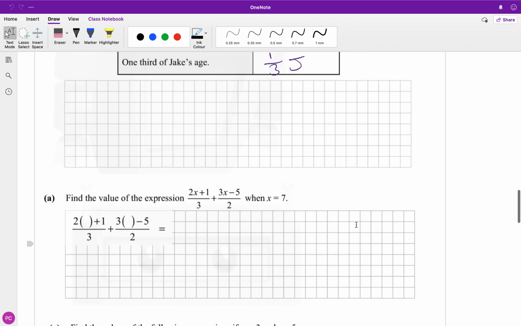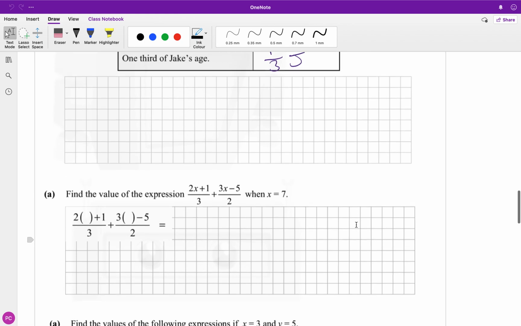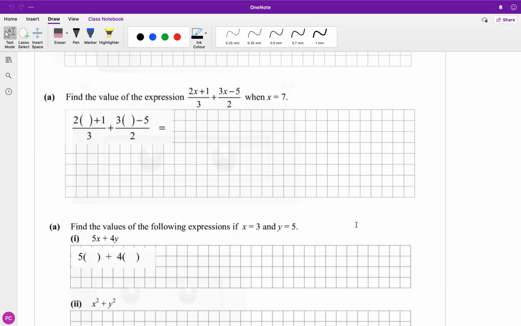Okay. Find the value of the expression. They give you one of these big things here, and they even write the next line out for you, which is good. So they want you to sub in x. Wherever you see an x, throw in a 7. So we can just do that straight away. 7 there and 7 there. Thrown in there. So they do it for you, which is nice in fairness.